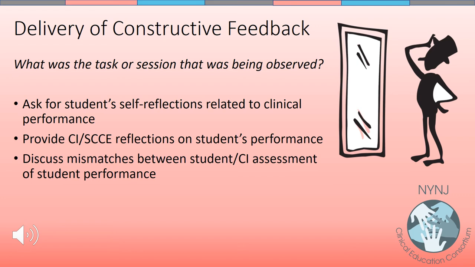Finally, discuss any mismatches between the student and the CI's assessment of the student's performance. How does hearing the person's feedback inform your perception? In retrospect, is there anything that either of you would do differently? And what are the outcomes that are expected, and how can each of you support the process needed to get there?